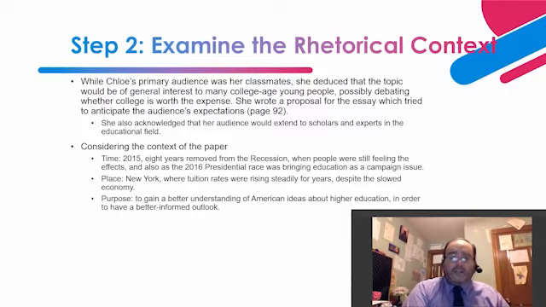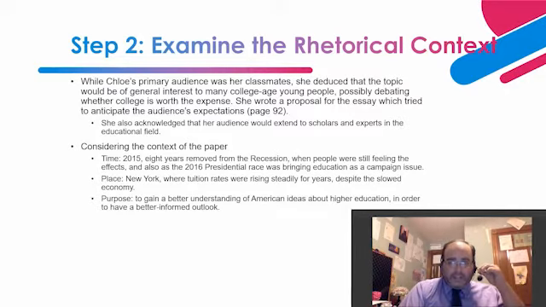She's looking at her expected audience. She's also looking at the context of the paper, the context she's writing it in. This includes the time period, the place she's living, and the purpose. The time period is 2015, eight years removed from the recession, when people were still feeling the effects, and as the 2016 presidential race was bringing education in as a campaign issue. This is when Bernie Sanders ran his first presidential campaign, and one of his primary tenets was free college for all. That's the background in which she's writing this essay.